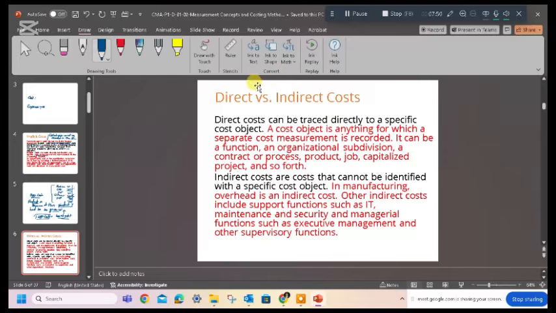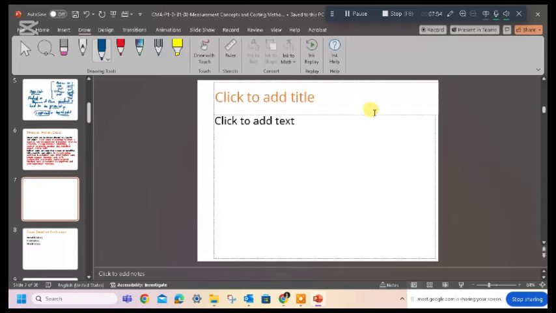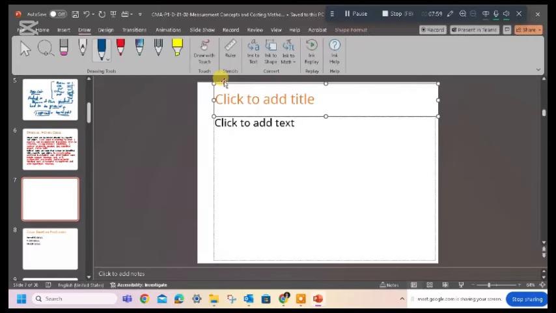Direct versus indirect costs. Direct cost means cost that can be traced with the product. Let's take a product and let's try to understand.